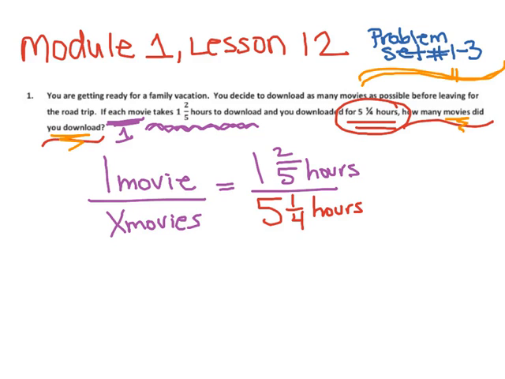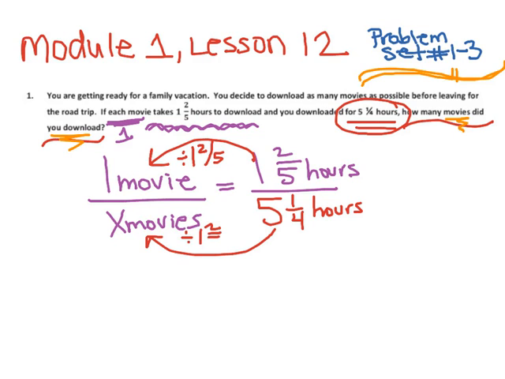You could solve it in one of two ways. You can ask, how did I get from 1 2/5 to 1, or from 1 to 1 2/5, depending on how you want to look at it, or you can cross multiply and divide. For this example, I'm going to go from the 1 2/5 hours, and I'm going to ask myself, how did I get from that to the original one movie? And you're going to divide by 1 2/5. Whatever you do to the numerator, you do to the denominator.